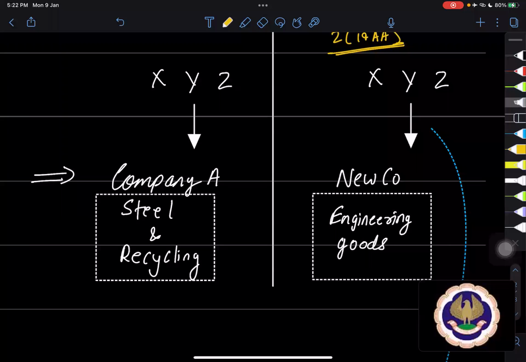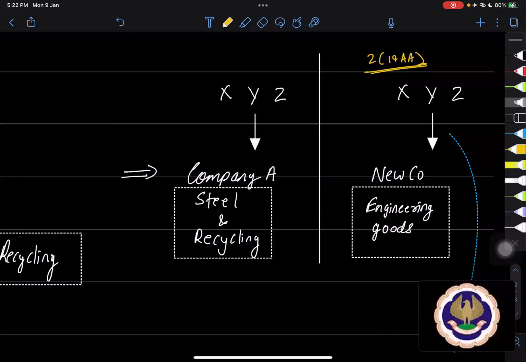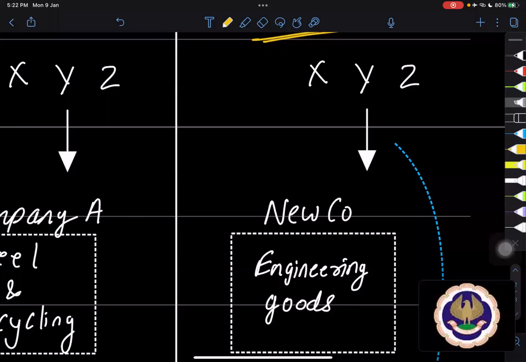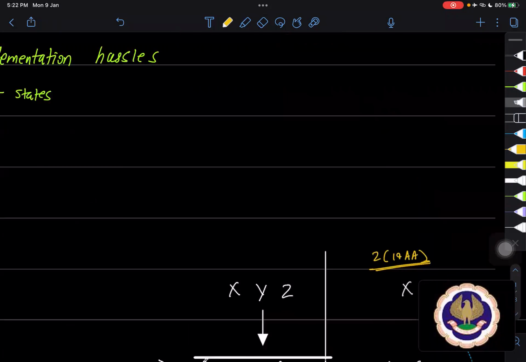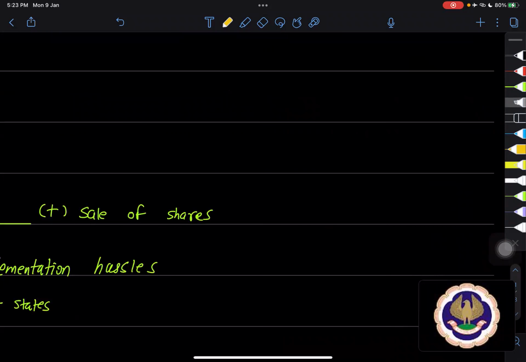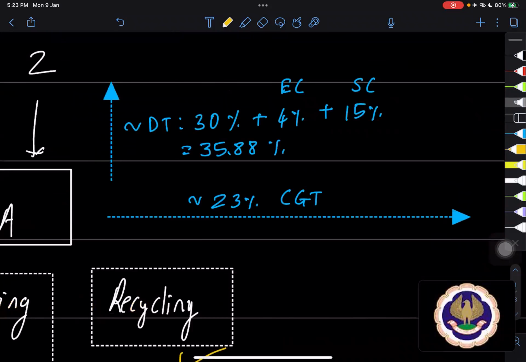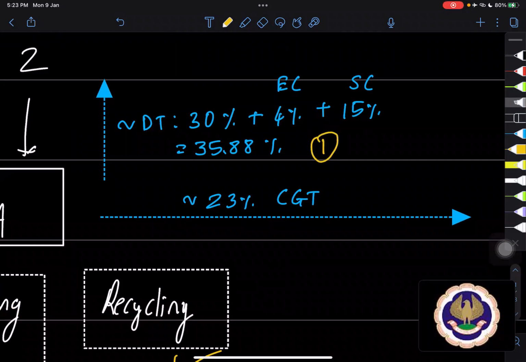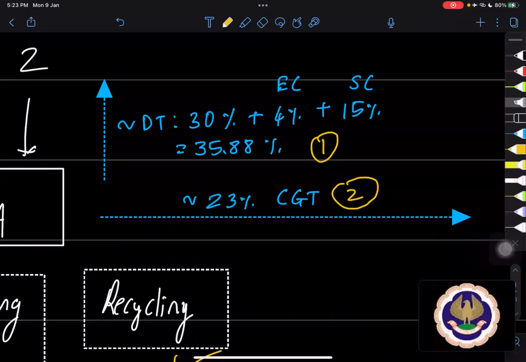So what happens is there's a demerger, and then after the demerger, there's a sale of shares. Because now there is company A and NewCo, you simply need to sell the shares of the NewCo. It may seem like a very simple, very obvious strategy, but just imagine the amount of tax that you're saving. The money goes not to the NewCo but to XYZ. The money directly reaches XYZ. As we discussed in the earlier strategy, the tax rate was 35.88% dividend tax, second 23% capital gains tax. So can you think about what the tax is in this case? Demerger plus sale of shares.